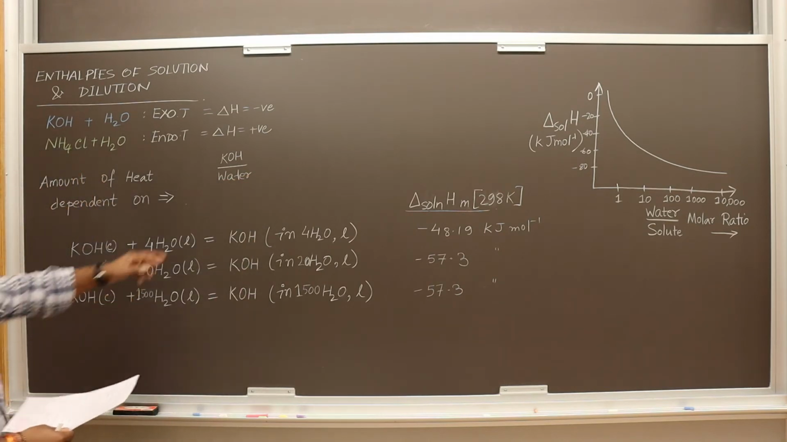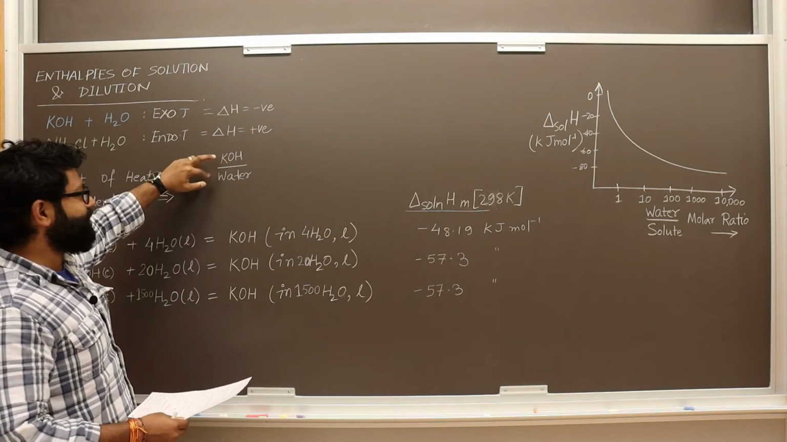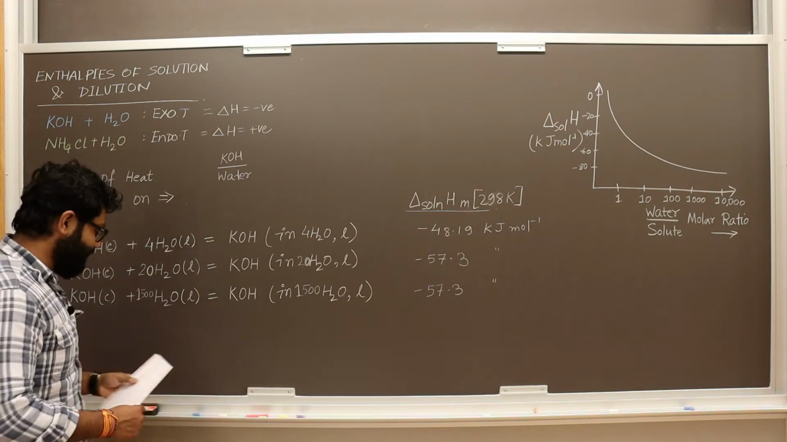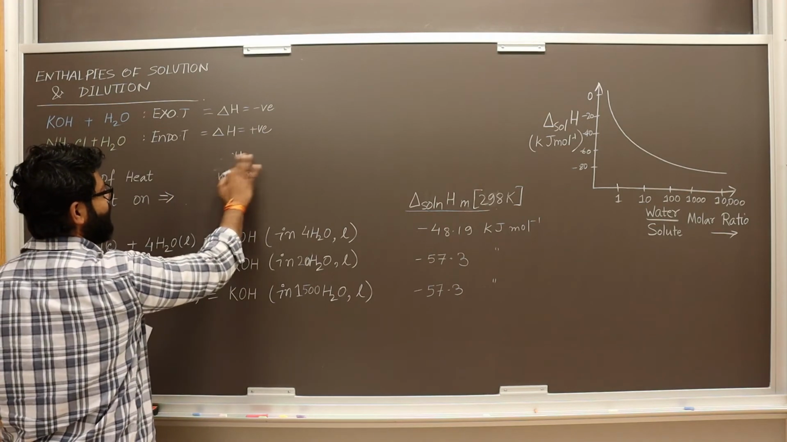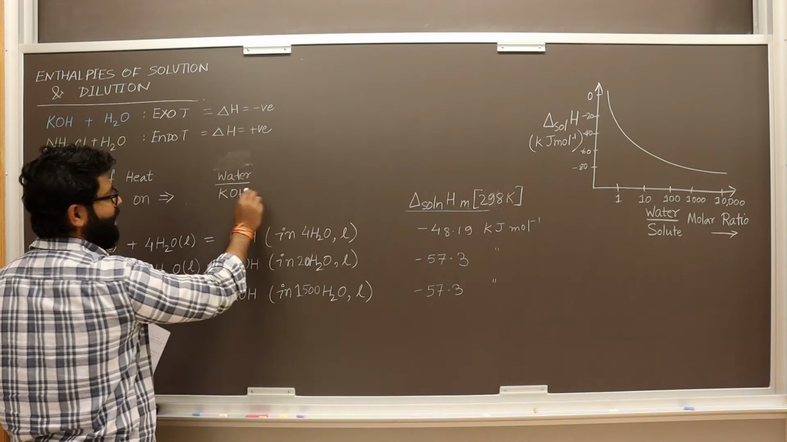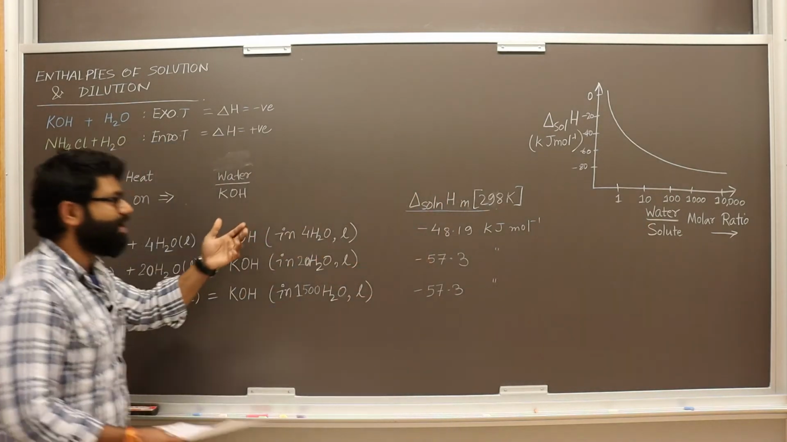So you are increasing the amount of water and thereby changing this ratio. So the amount of heat is dependent on this ratio. Let me write it down in this way, because I have a diagram which uses the water versus solute ratio.